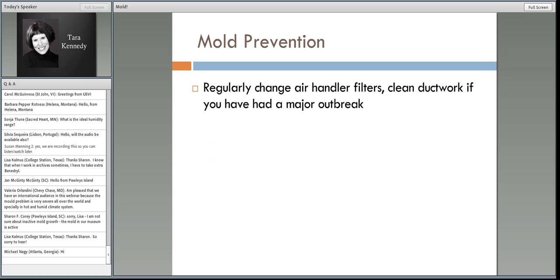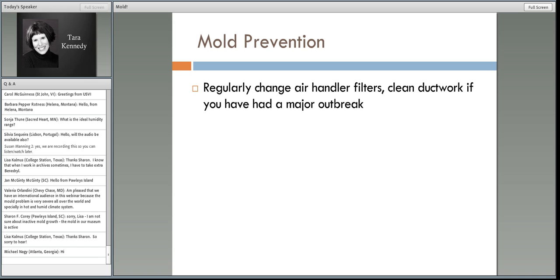So another way to prevent mold is to regularly change your air filters in your air handlers and clean ductwork if you have a major outbreak. So I have an example for a library. A couple of slides back I showed you that mold outbreak that was next to the data logger, where it was a dry relative humidity, but there was definitely a mold outbreak happening. And I mentioned that it was because of the air handler. This particular library had a history of mold outbreaks.